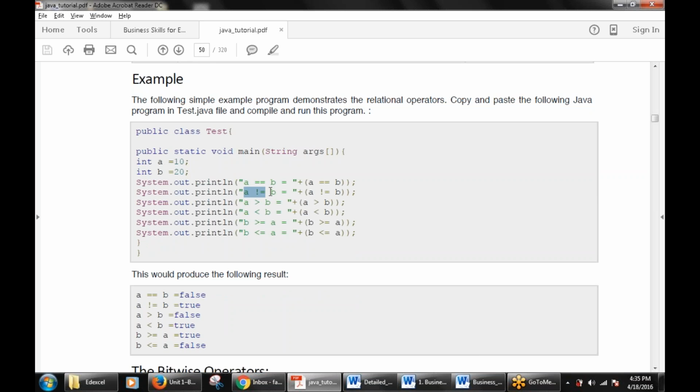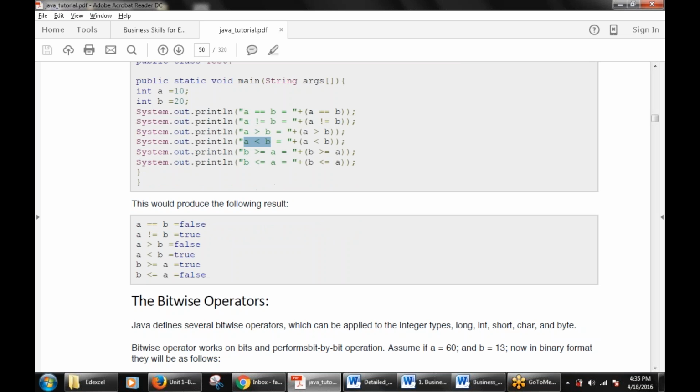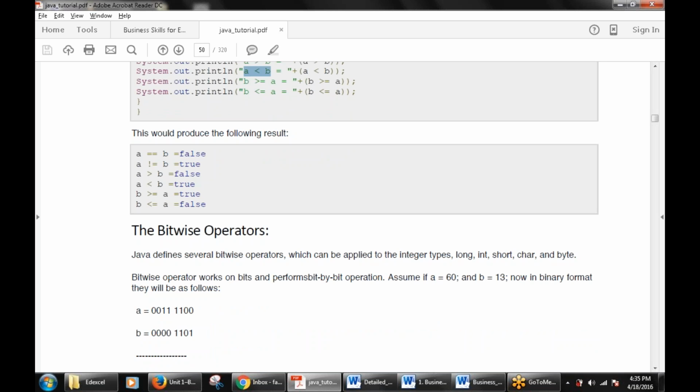And next one is a is not equal to b, that is 10 is not equal to 20, and that gives output as true. Then a is greater than b, that is 10 is greater than 20, which gives output as false, because 10 is less than 20. Next statement is a is less than b, that is 10 is less than 20, then output is true. Then b is greater than or equals to a, so yes, 20 is greater than 10. Then next is b is less than or equals to a, that is 20 is not less than or equal to 10, so the output is false.